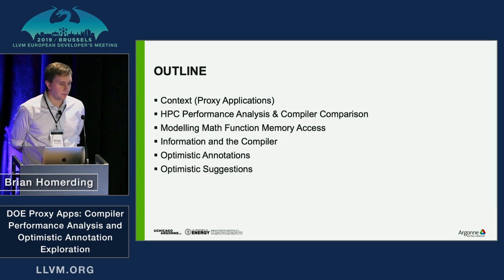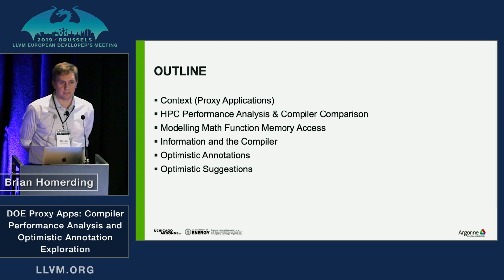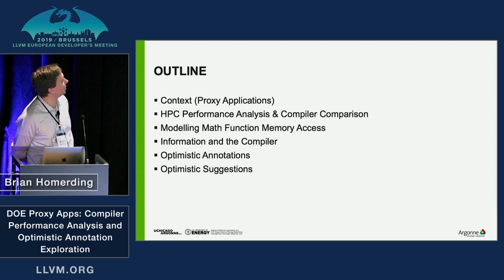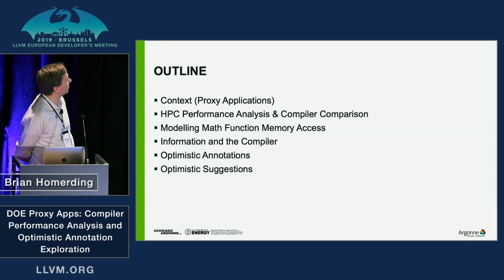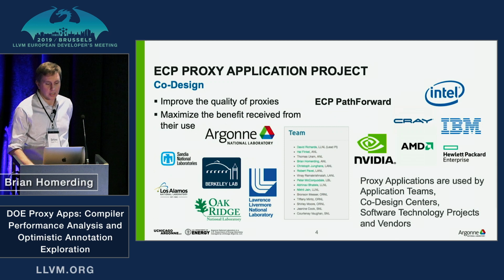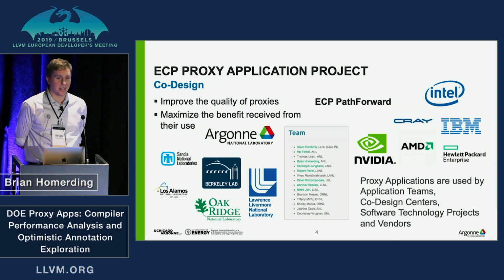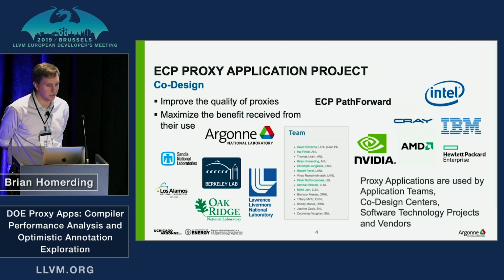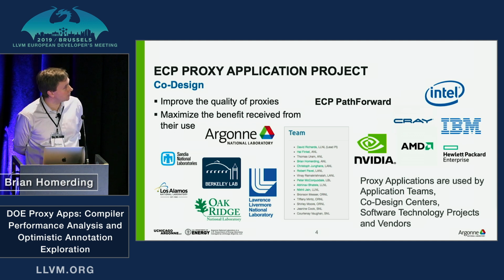From there, some of our findings led us to look into how we model memory access of math functions. So we're going to talk about how we go into that. It leaves a few open questions that we're going to try to answer with the Optimism Annotation tool. Very quickly, the ECP Proxy Application project is part of the Exascale Computing Project in the US. It's co-designed between a bunch of national laboratories and vendors.